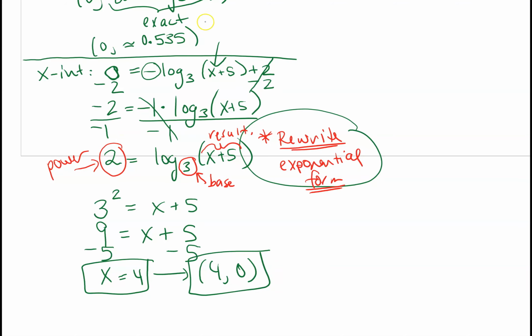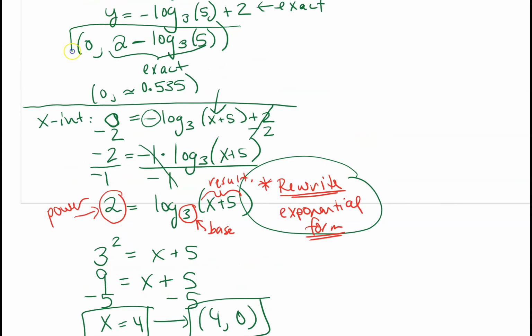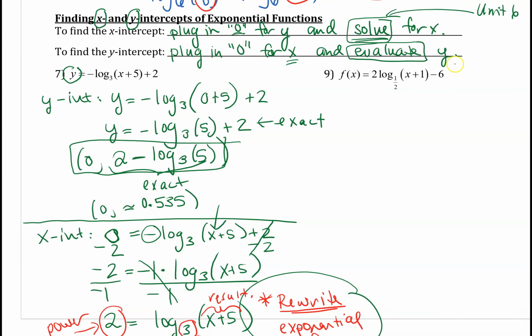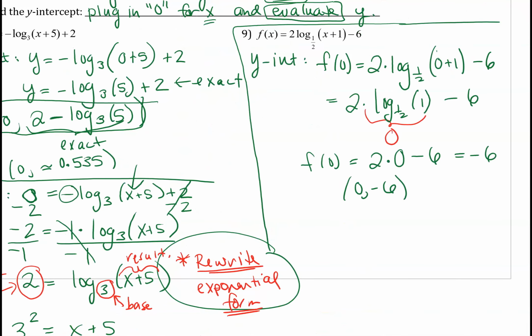So we had (0, 2 minus log base 3 of 5) for our y-intercept, and then (4, 0) for our x-intercept. So I'd like you guys to try number 9. For the y-intercept, we would plug in 0 for x. So we're looking for f of 0. That's another name for the y-intercept.